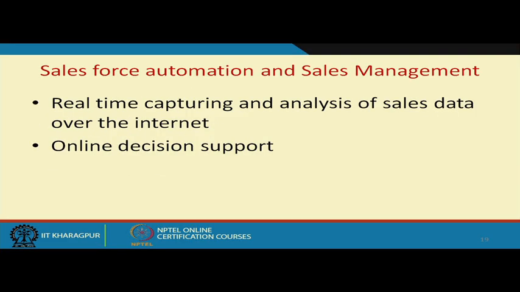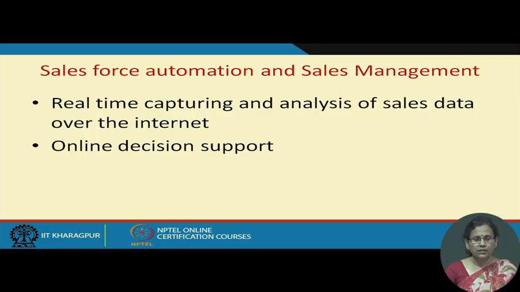Then the next one is sales force automation and sales management. Real time capturing and analysis of sales data over the internet and providing decision support based on this data has helped the sales force to improve their ability to help the customers and capture the customers in a much better manner.